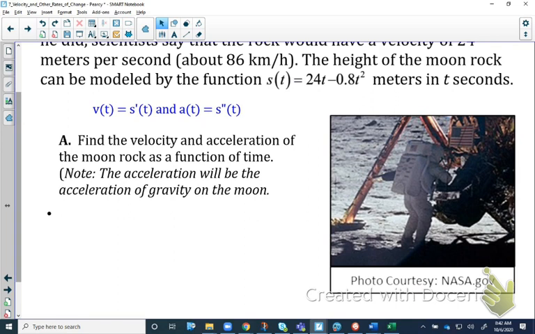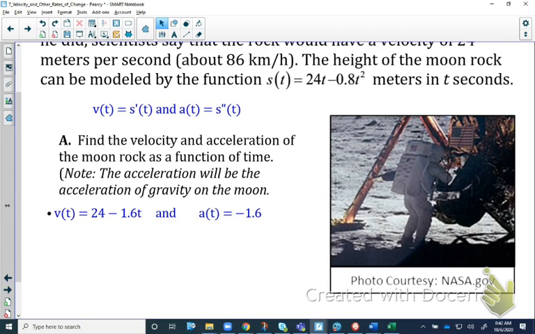So here the velocity, what I'm illustrating with the text in blue, is that the velocity function is the first derivative of the position function, and the acceleration function is the second derivative of the position function. So in this case, find the velocity and acceleration of the moon rock as a function of time. For velocity, we need to take the first derivative of the position function, which gives us 24 minus 1.6t.